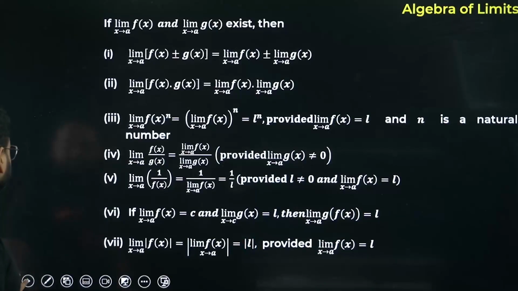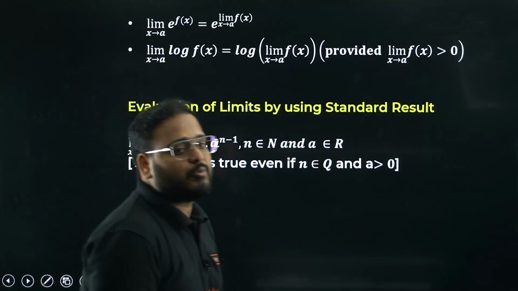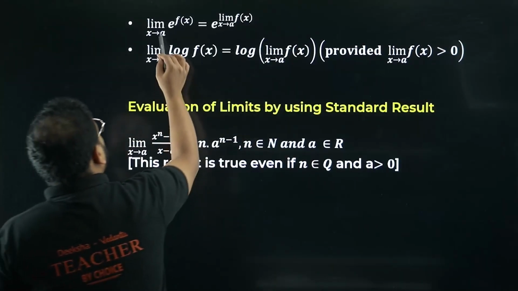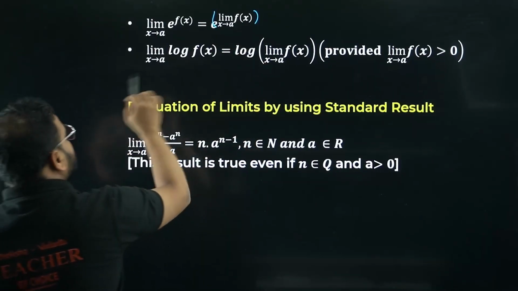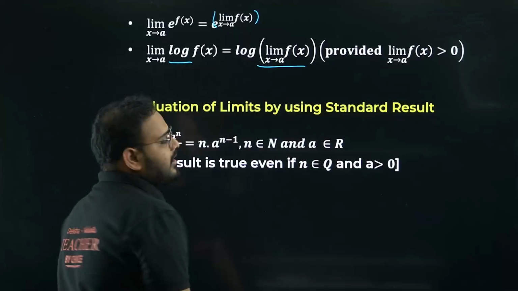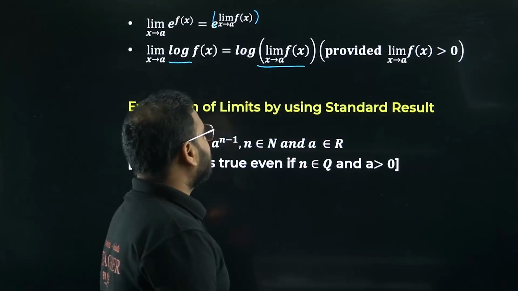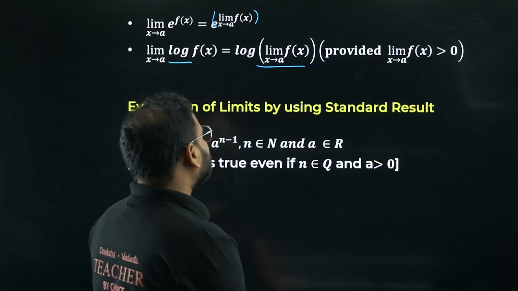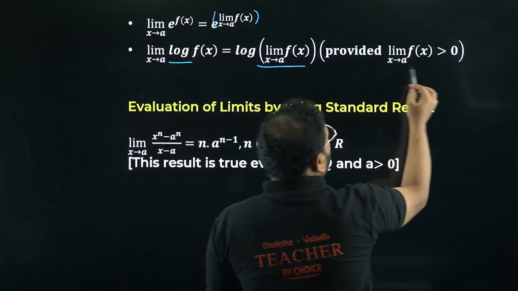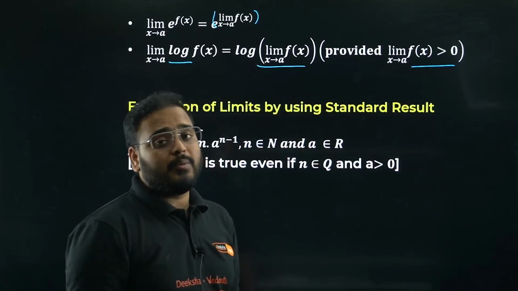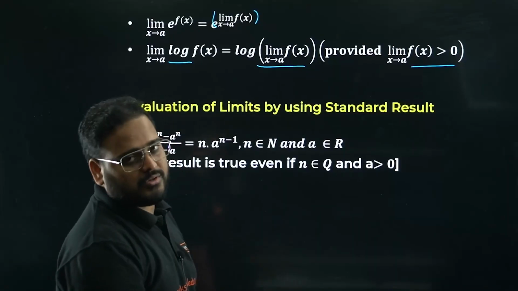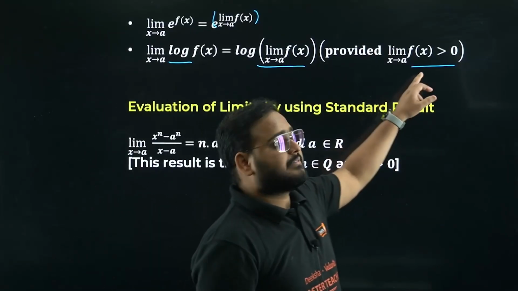Okay, moving on. For the exponential functions, I can apply the limit to f(x) directly over here. Same goes in the case of log also. I can apply the limit directly to the function inside the log. Of course, this has to be positive in nature. Why positive, sir? Because the domain of log is always non-negative. Sorry, only positive, not even non-negative. It can't be 0 also. It has to be only positive.